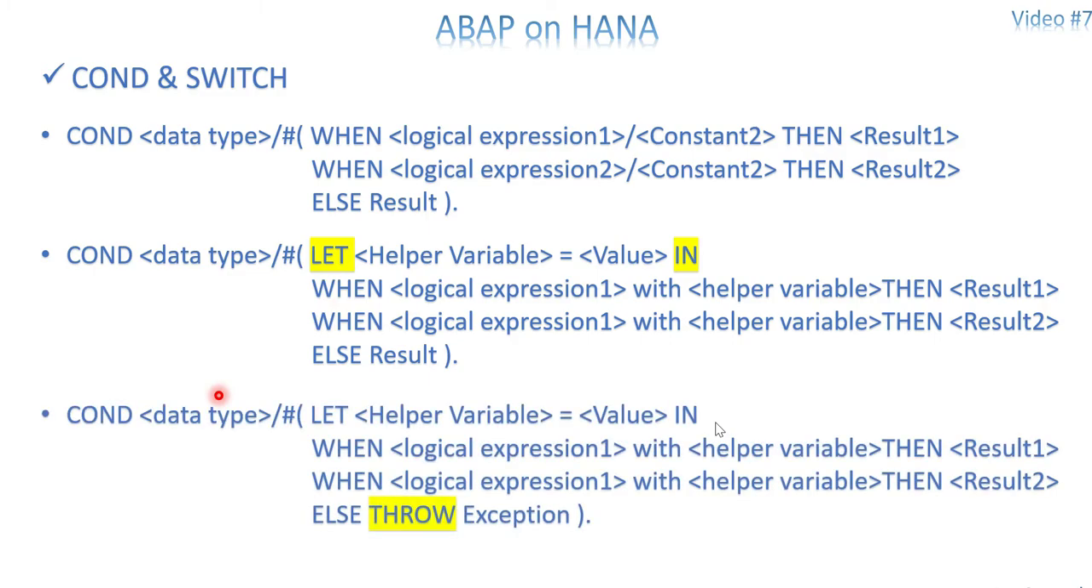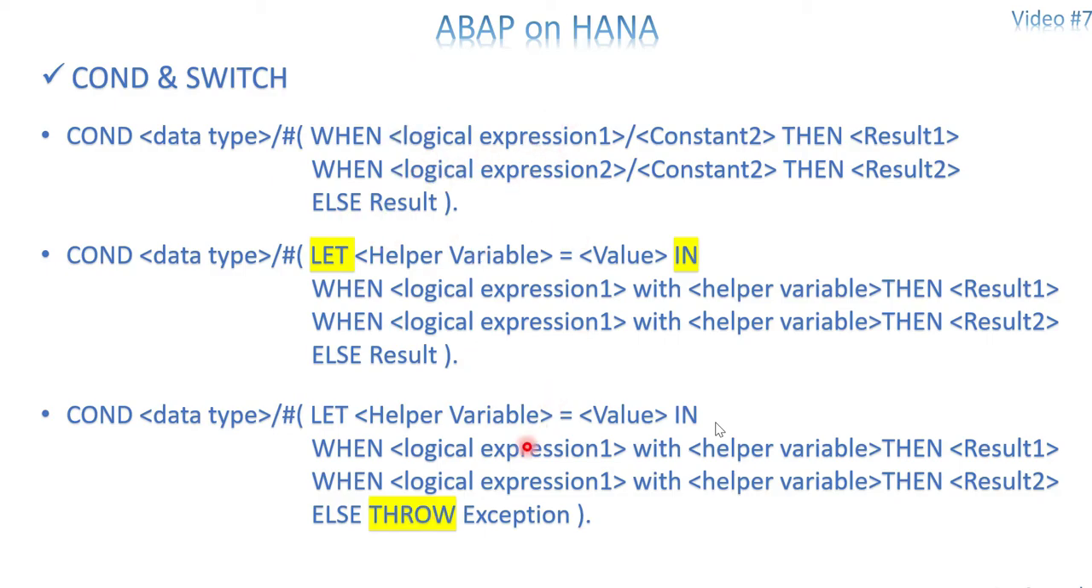Another one is you can throw an exception in the ELSE part. Suppose this is not satisfied and you want to raise an exception; you can go with a message, it's up to you, or if you want to throw an exception, that is also possible using the ELSE. So ELSE THROW exception. There is no relation between LET and exception. You can use an exception wherever you want.